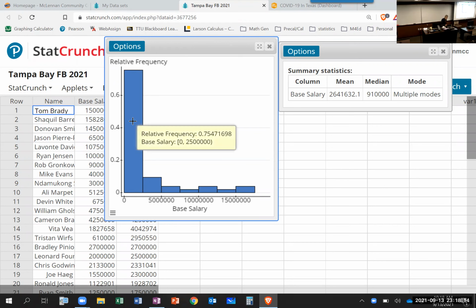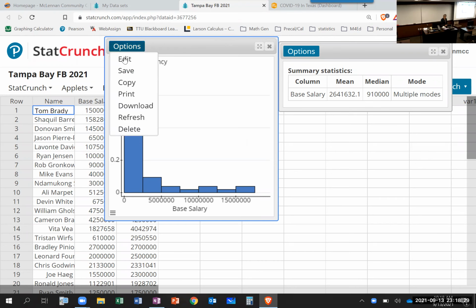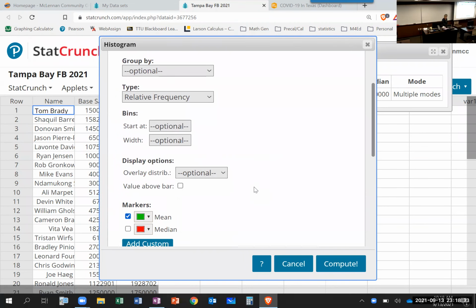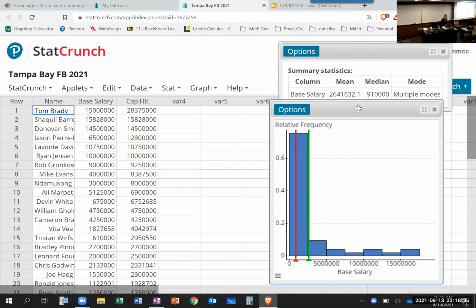This bar is representing 0.75 up to 2,500,000. All right, 2,500,000. So let's do this, because it'll be easier to see.